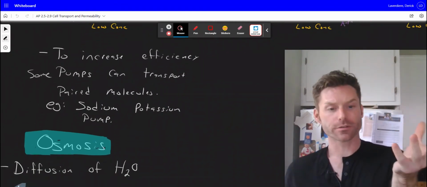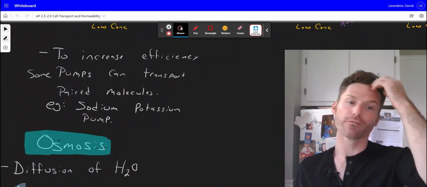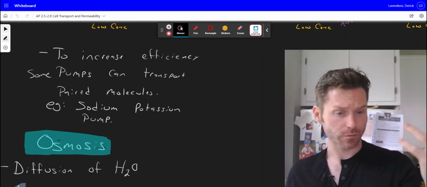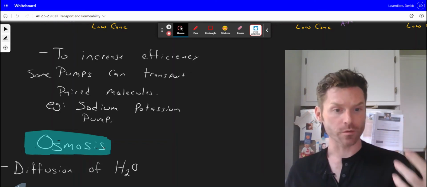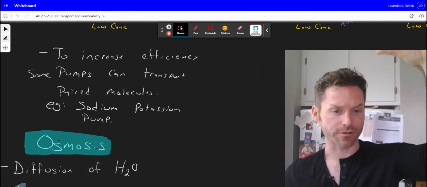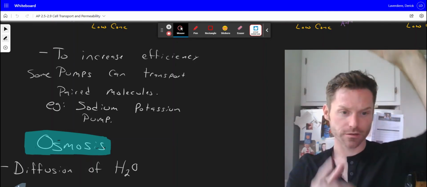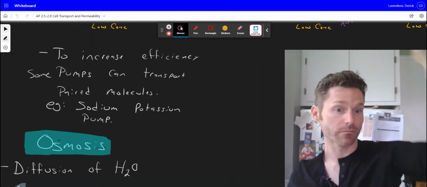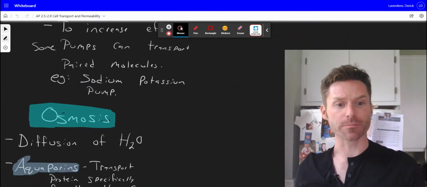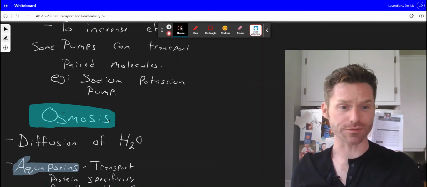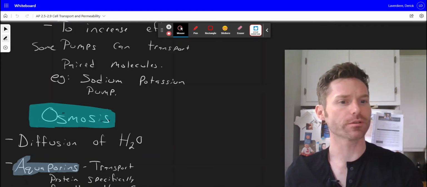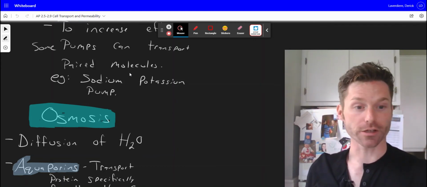Now, in my very simple model, I was only moving the one rectangle molecule at a time. In order to increase efficiency, these pumps, which is what these protein channels are called, can move more than one molecule at a time. So there are paired molecules that either go in the same direction together or go in opposite directions. And as the shape changes, it will grab both of them and move them together. Saves energy. A really good example of that is the sodium-potassium pumps that play a huge role in the way that our muscles function and our neurons function. And so we will talk about those probably when we talk about the nervous system. We'll look at how that actually works.